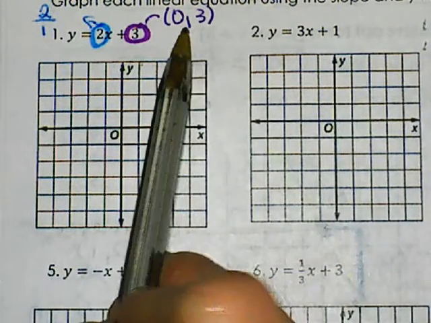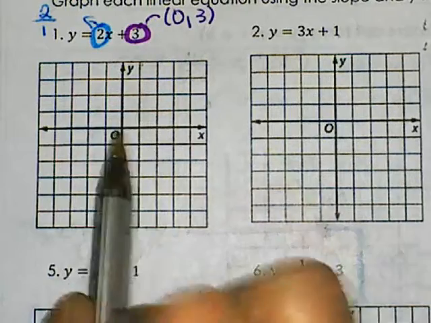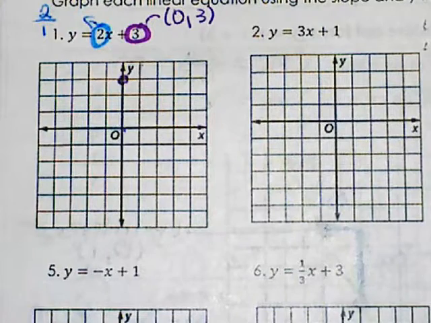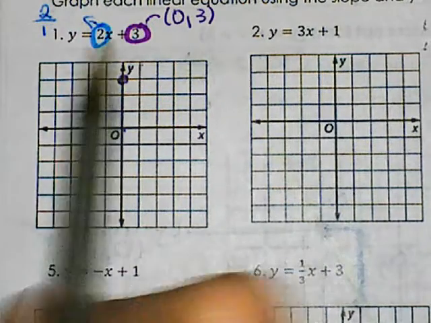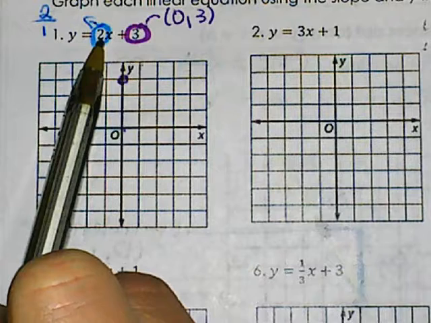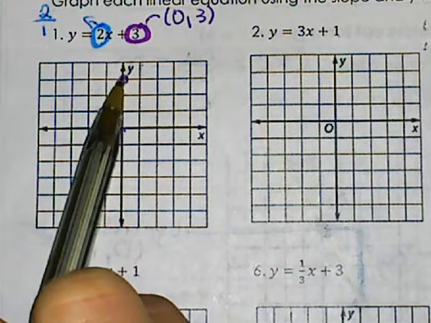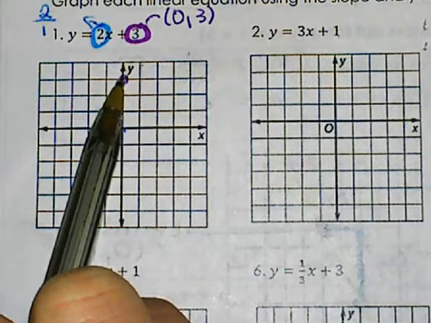So let's graph our y-intercept. It's 0, positive 3, then our slope is positive 2 over 1. And although it looks like our line's going to be a little bit off the graph, we'll go ahead and give it a try anyway.